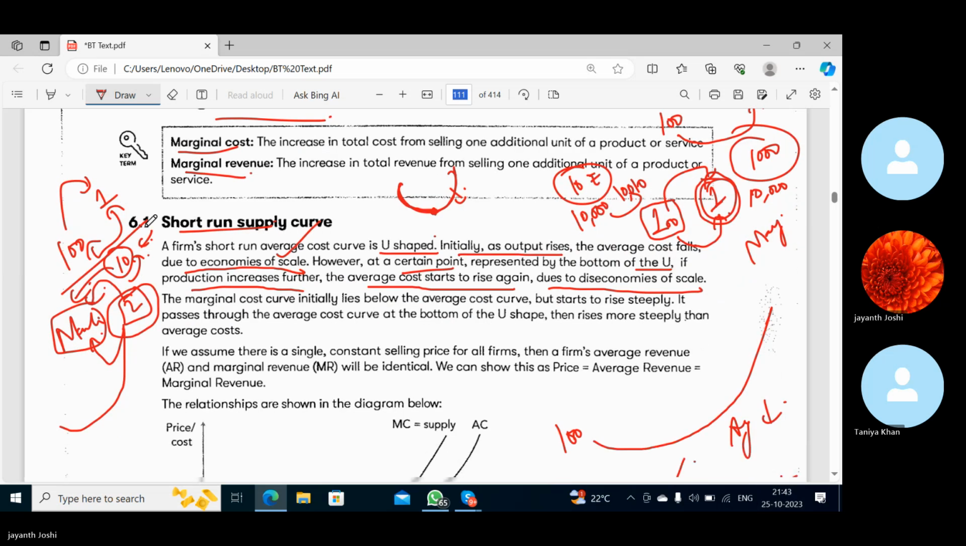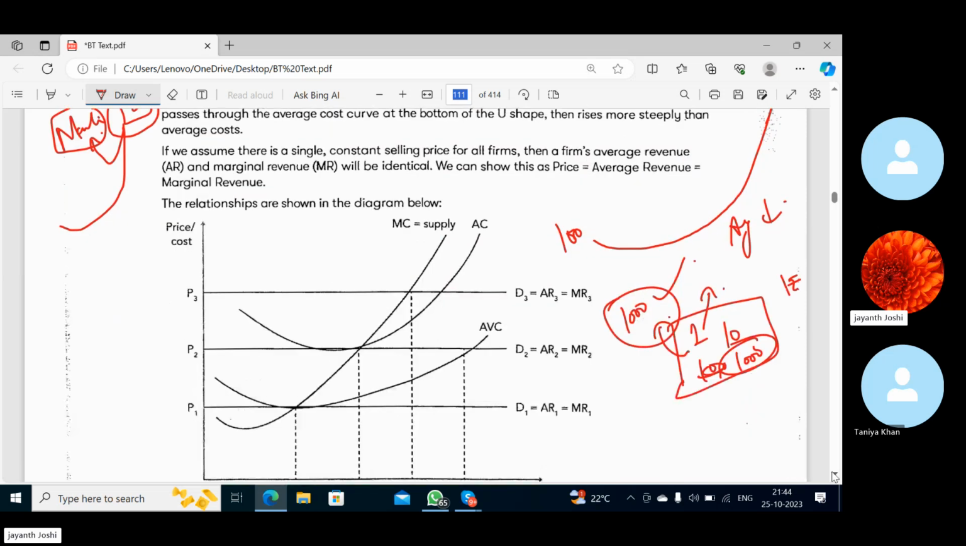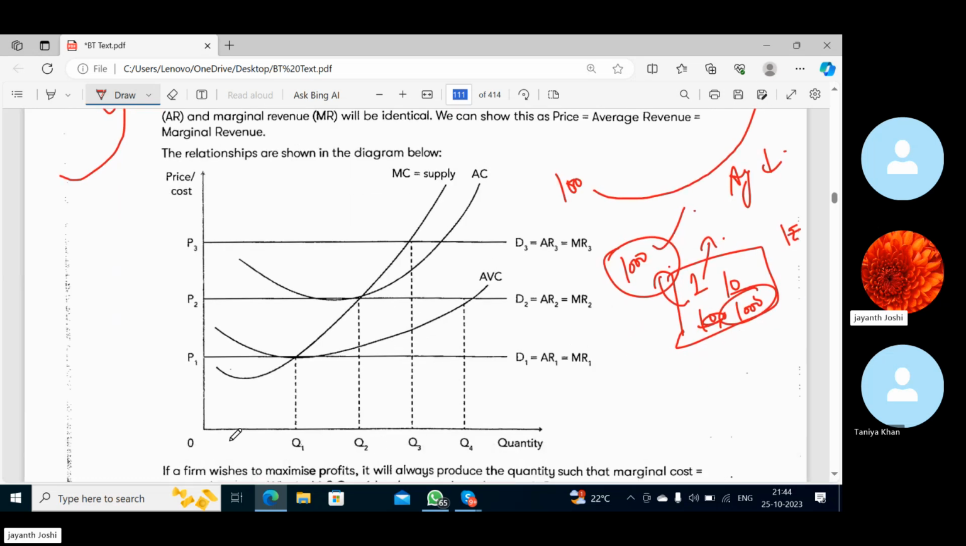Now, the marginal cost curve. How are the curves behaving? For every additional unit, your cost will increase, right? So the marginal cost curve lies below the average cost curve. These are the properties. This is the marginal cost curve. Whenever you keep increasing the quantities, for each extra quantity you'll be paying extra cost. So your marginal cost is increasing.